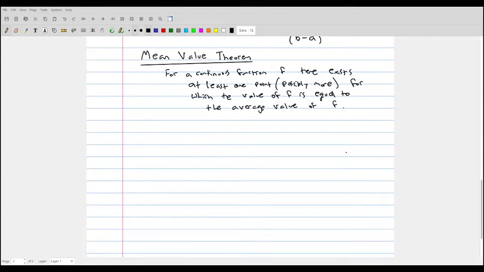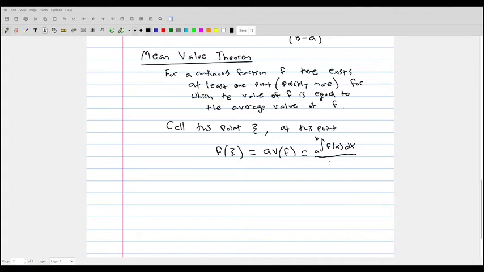So let's say we have that point. You can solve for that point if you have the average value, and we'll call this point xi. So this means that at this point, the value of the function at xi is equal to the average value of the function, or the integral, or accumulation of the function, divided by the size of the interval.